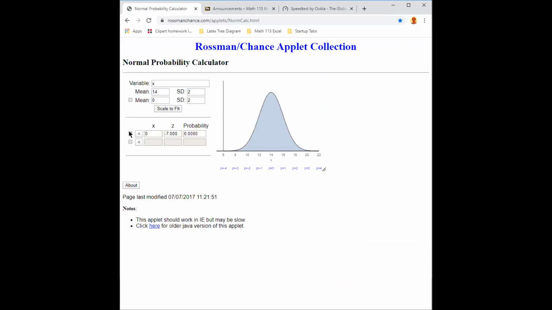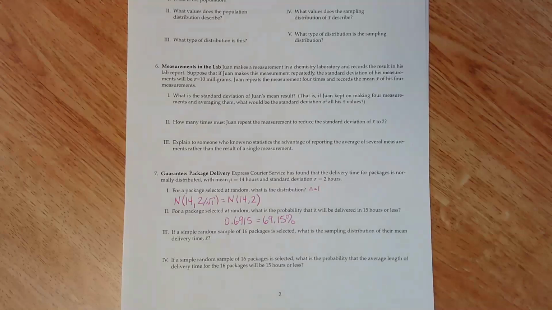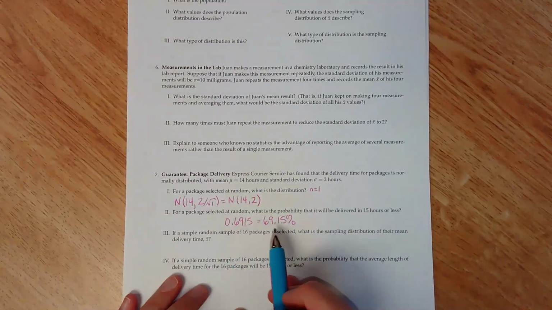Okay, and then we'll click this first box line here, and we're looking for the probability that a package will be delivered in 15 hours or less. So that X is the value I'm interested in, the 15. So I'll put a 15 there and hit enter. And then you'll notice the blue part here, that's going to give me the probability for the part that's shaded in blue. And I want 15 hours or less, which is what's shaded in blue. So my probability is 0.6915 or 69.15%. Okay, so that gives us our first probability. I went ahead and wrote down that probability here.